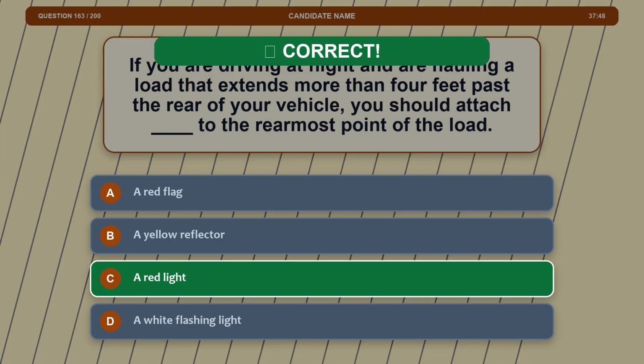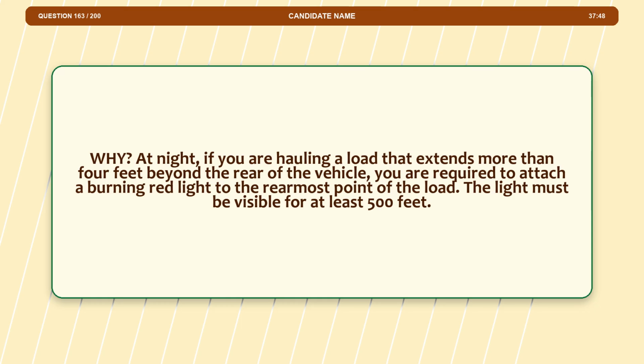The correct answer is option C. A red light. Explanation. At night, if you are hauling a load that extends more than 4 feet beyond the rear of the vehicle, you are required to attach a burning red light to the rearmost point of the load. The light must be visible for at least 500 feet.